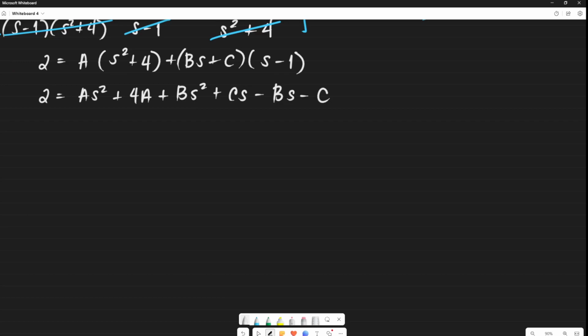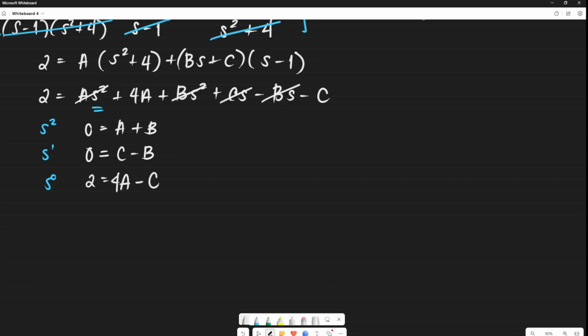Since s squared yung pinakamataas natin, we start with that. S squared, s raised to 1, and s raised to 0, or our constant. So we have 0 is equal to A plus B. Nalagay na natin. The next, yung may s. So sa left side wala tayong s. Dito we have C minus B. Okay, then yung mga remaining natin, so we have 2 is equal to A minus 4A minus C. Yan yung dalawa natin.